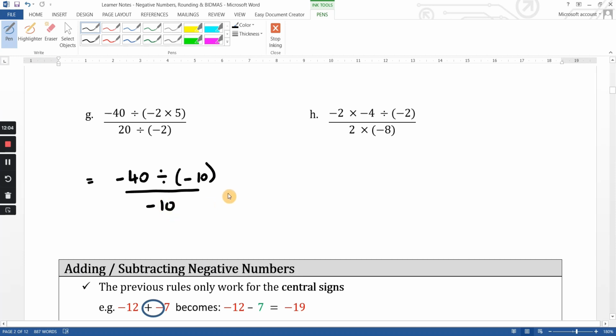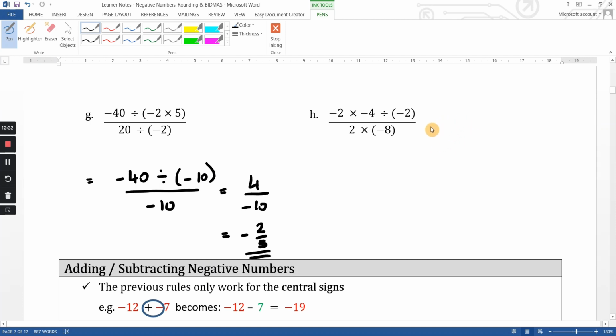Okay, and now let's do the top bit again. That's going to give me positive 4 over minus 10. And that simplifies to minus 2 over 5. Yep, that's my final answer. Yeah, just leave it like that. You don't have to change to a decimal. That's absolutely fine.